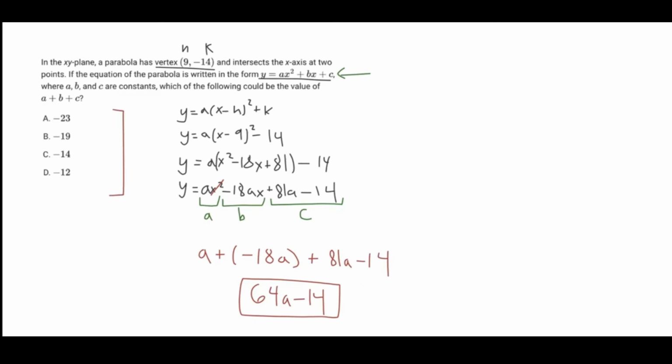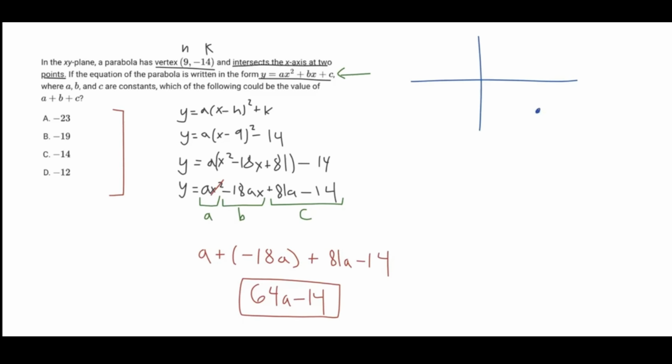Well, we actually have to go back into the question and look at what was given. So it says that it's a parabola with a vertex of (9, negative 14). It says it intersects the x-axis at 2 points. All right, so if we draw this out, this is very helpful. The vertex (9, negative 14) is going to be in quadrant 4, so it'd be like down here somewhere, right?